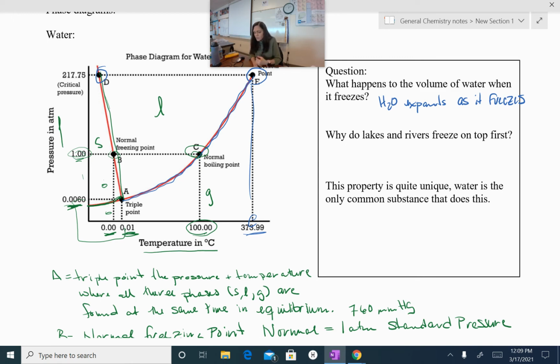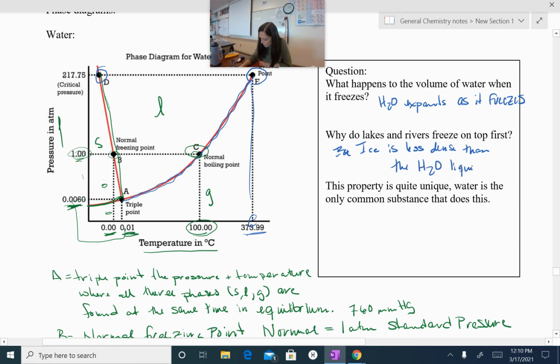So why do lakes and rivers freeze up on top first? Because ice is less dense than the water. So ice is less dense than the liquid water. That's why the ice freezes on top. Okay, this property is so unique. Water is the only common substance that does this. And it's one of the reasons that life is able to exist.